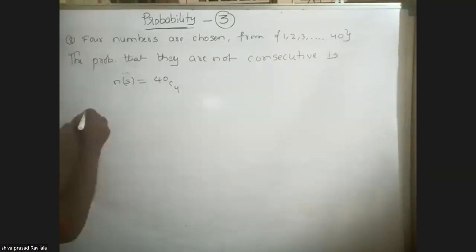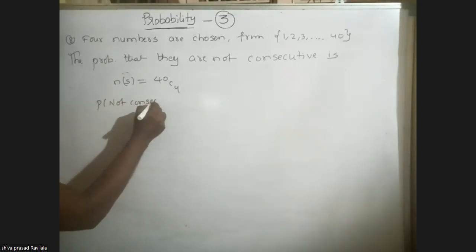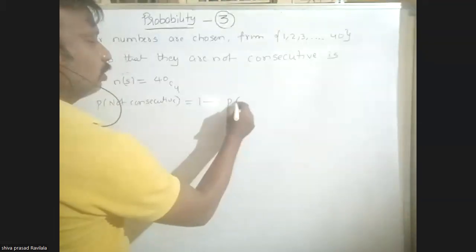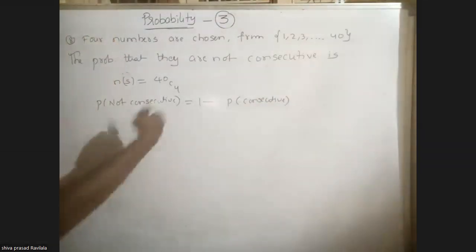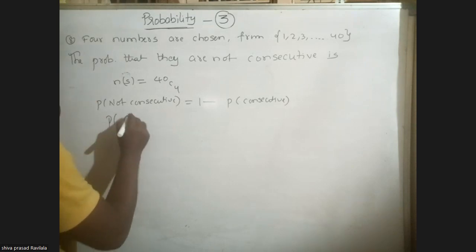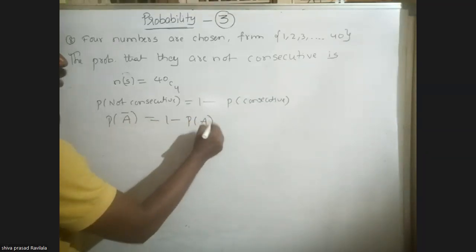The probability that they are not consecutive. I am selecting this as 1 minus the probability of consecutive. Good is equal to 1 minus bad. Then how do you define consecutive? Let n of A be the consecutive cases. For convenience, A complement, not consecutive, is written as 1 minus P of A.